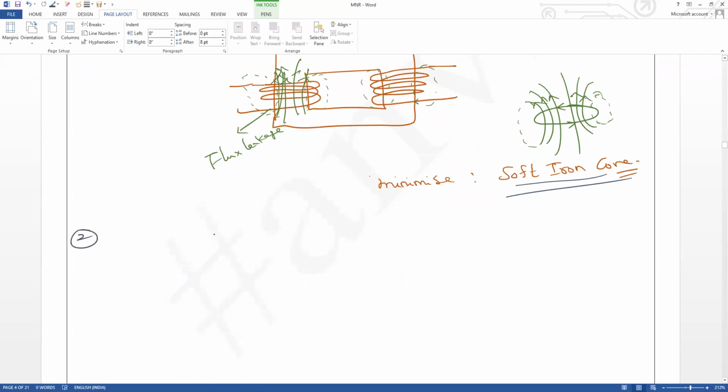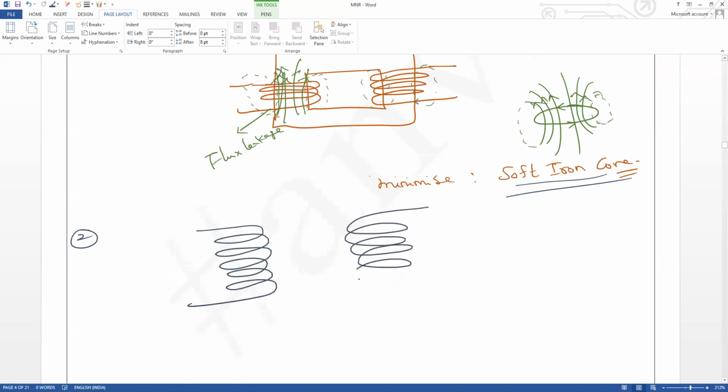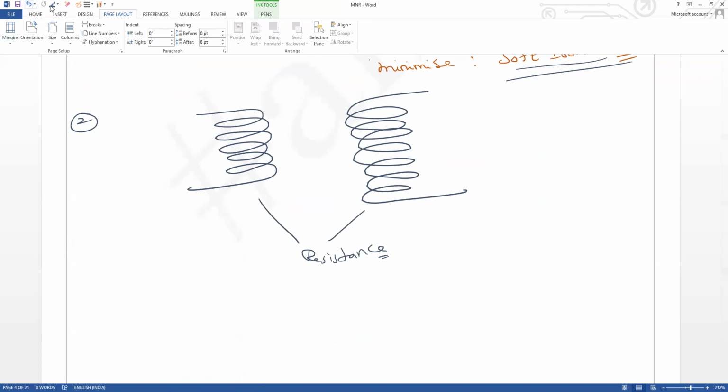Second reason. Now I am using a solenoid, a non-insulated solenoid, coil 1 and coil 2. Definitely they have some resistance, or not? Coil 1 and coil 2. Everybody speak. Yes, sir. Resistance.